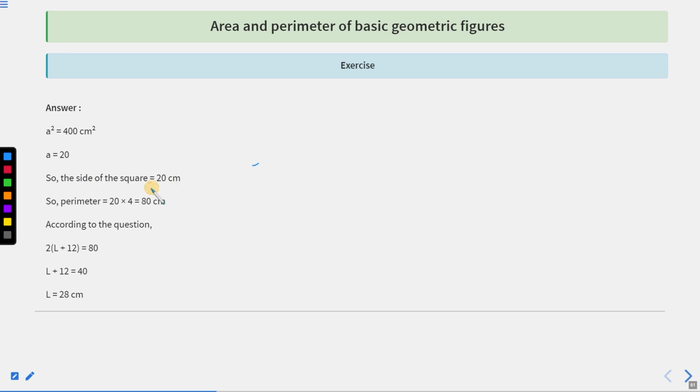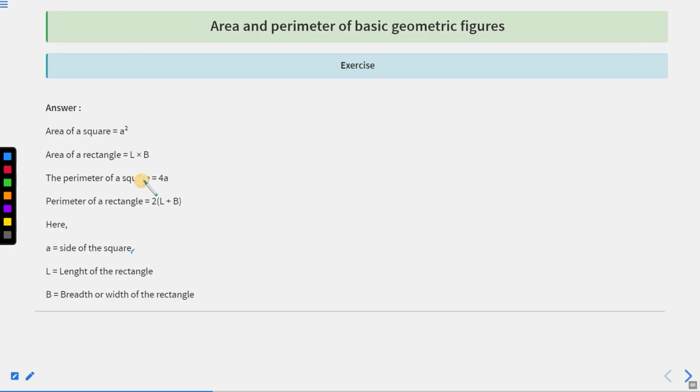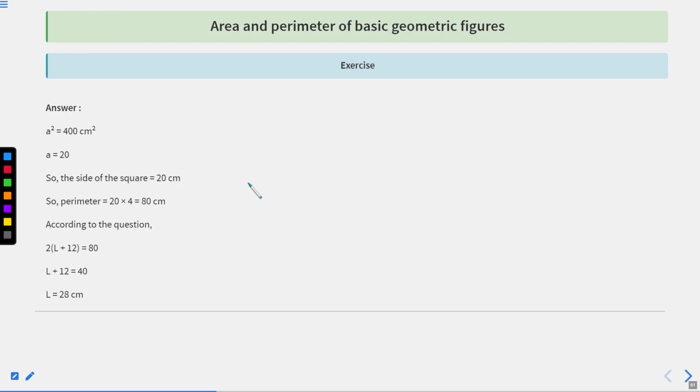So the side of the square is 20 centimeter. So you can easily compute the perimeter of the square, correct? Because perimeter is given by 4 times a, that we have already seen. And since the value of a is known to you, you can put the value of a and your perimeter will be 80 centimeter.